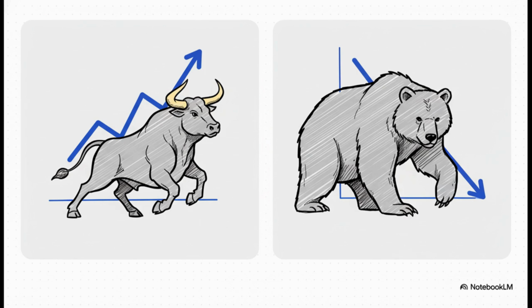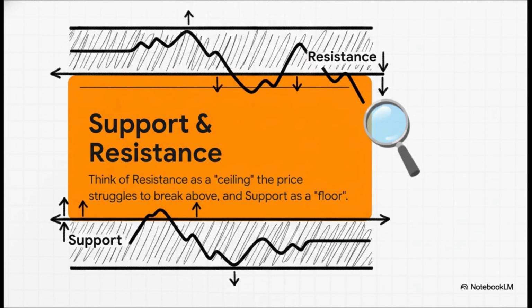Bull or bear? But here's the thing. Prices almost never move in a perfectly straight line. They tend to bounce between two invisible levels. Think of resistance as a ceiling. The price goes up, hits its head, and struggles to push through. And support, well, that's the floor. The price falls, lands on it, and often bounces right back up. These floors and ceilings are what end up creating the patterns we're looking for.